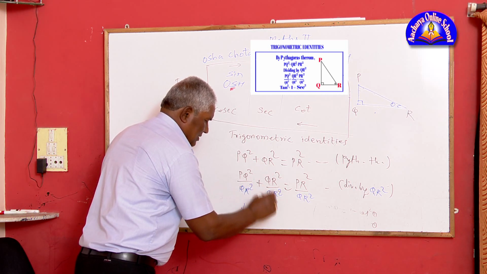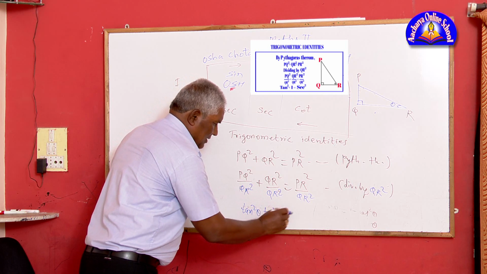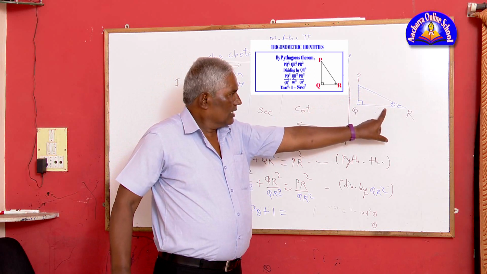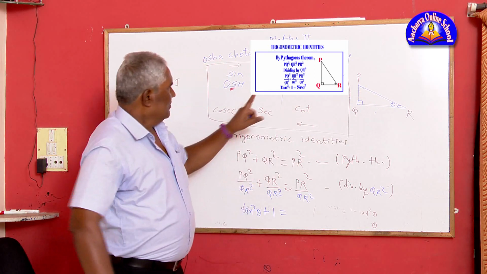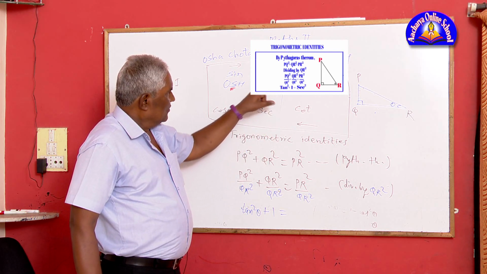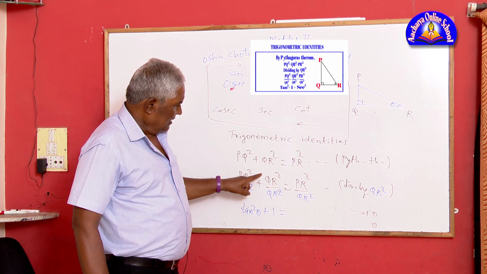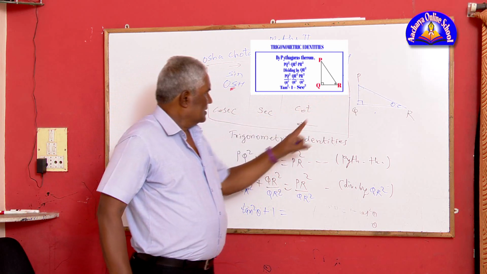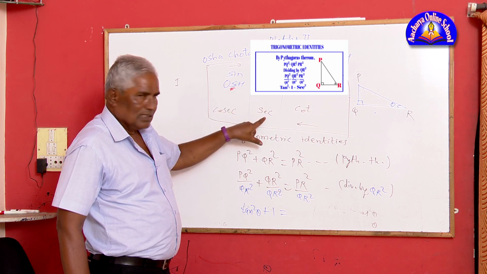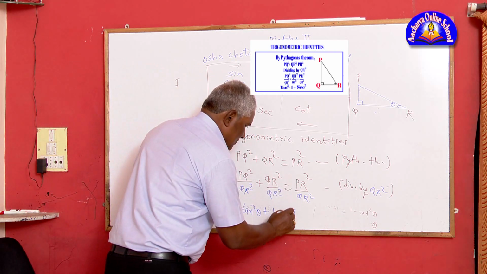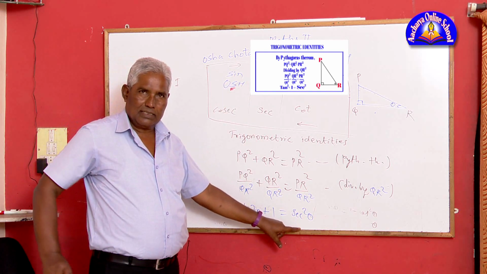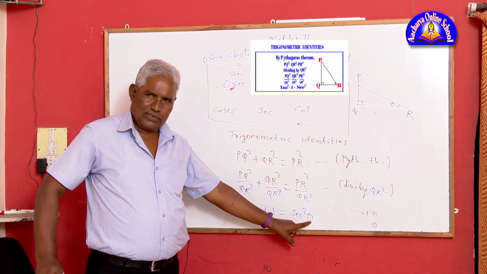QR square upon QR square, that is 1, is equal to PR square upon QR square. PR is the hypotenuse, QR is the adjacent side. Hypotenuse upon adjacent side, that is sec. Adjacent upon hypotenuse, that is cos. But here PR is the hypotenuse and QR is the adjacent side. That means hypotenuse upon adjacent side, therefore it is the sec ratio, and there is a square, therefore it is sec square theta. Here you have got the other identity, tan square theta plus 1 is equal to sec square theta.